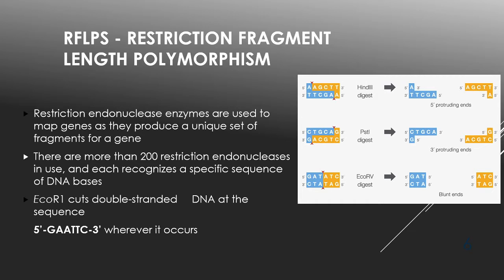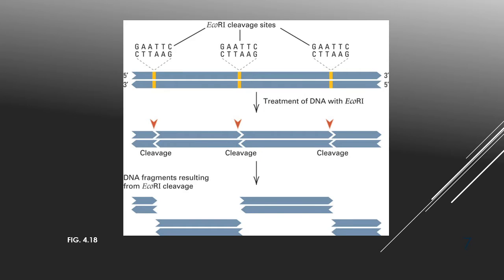RFLP is from the words restriction fragment length polymorphism. Restriction endonuclease enzymes are used to map genes because they produce a unique set of fragments for a gene. There are more than 200 restriction endonucleases in use, and each recognizes a specific sequence of DNA bases. EcoRI cuts double-stranded DNA at the sequence 5' GAATTC 3' wherever it occurs. So here you can see it is a long DNA, but if we treat it with EcoRI, any place where there is a GAATTC, CTTAAG, EcoRI will cut there because it is the EcoRI cleavage site. So when it cuts, the DNA will become fragments.